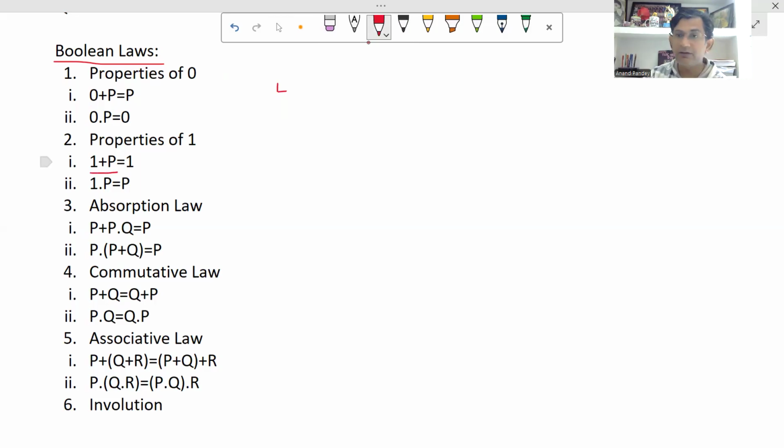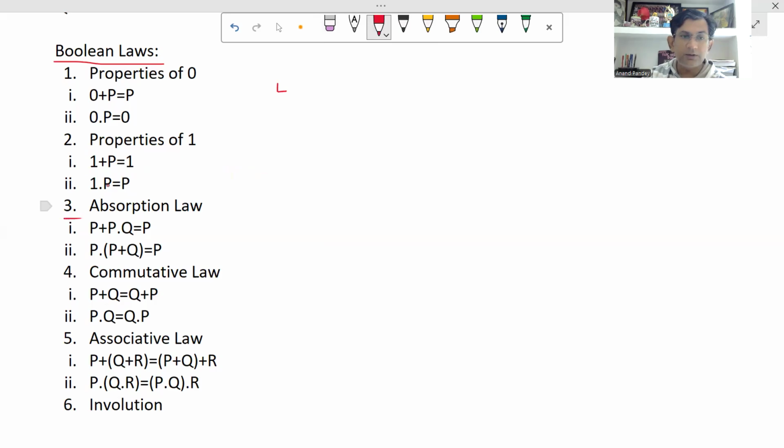Here 1 plus p, you are not used to this. Please remember 1 plus p, 1 plus any proposition will be equal to 1. This is the property of 1 in Boolean algebra. 1 plus any proposition will be 1. 1 plus anything is 1. And 1 dot p will be p. 1 dot p equal to p. So this is the property of 1, and you are not used to this, so just take care of this. 1 plus anything will be 1.